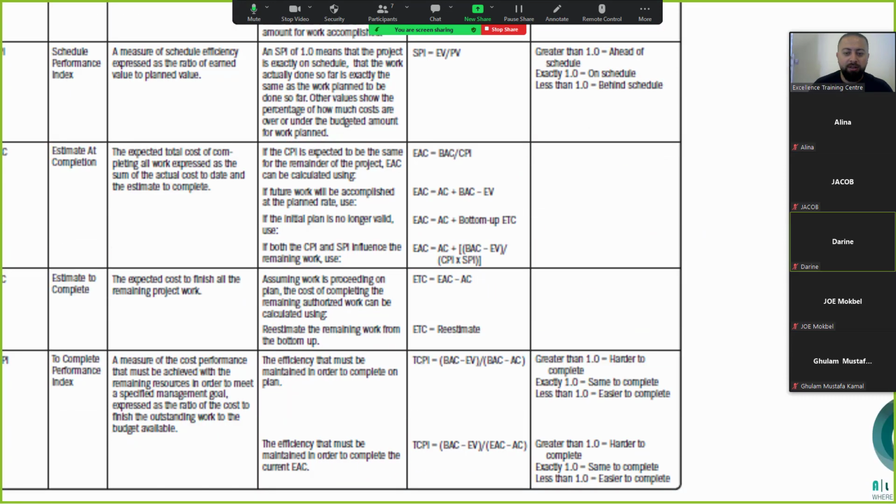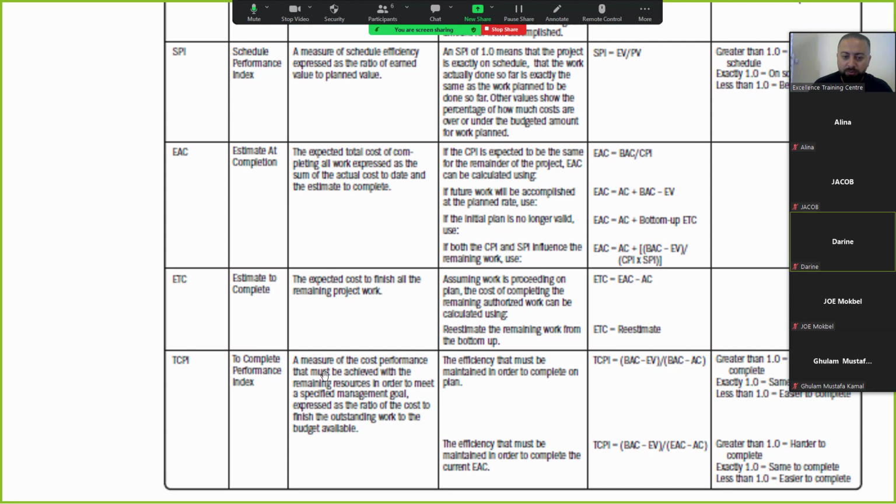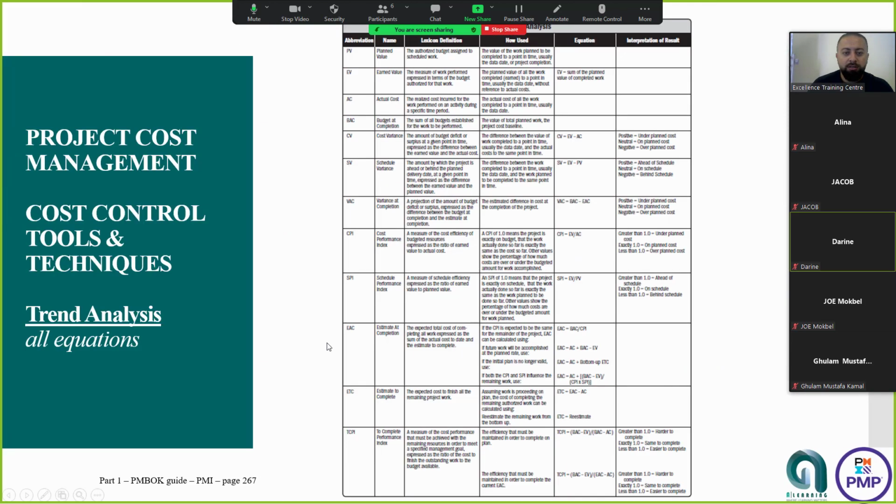And you will have some other equations with their meanings. So for example, the TCPI, the to-complete performance index, is a measure of the cost performance that must be achieved with the remaining work in order to meet a specified management goal. Let's go forward.